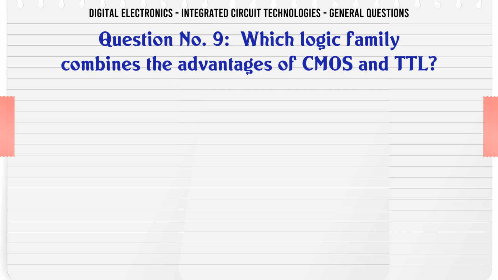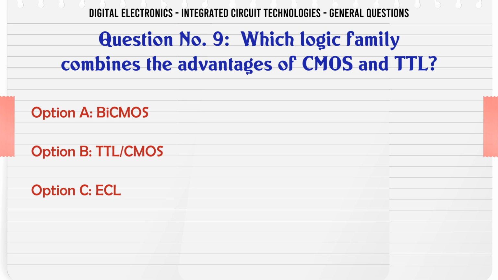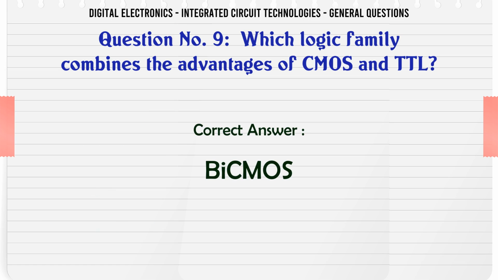Which logic family combines the advantages of CMOS and TTL? A, CMOS. B, TTL CMOS. C, ECL. D, TTL MOS. The correct answer is CMOS.